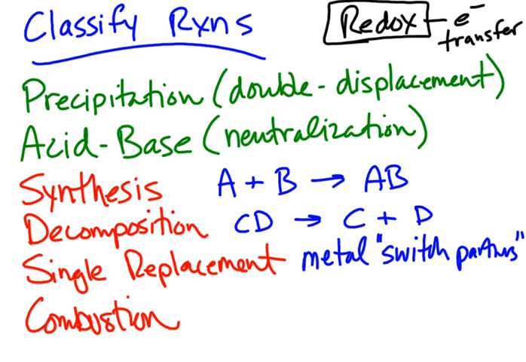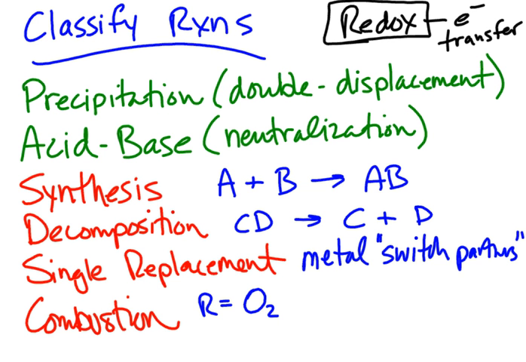Now, the last one is a combustion reaction. Combustion reactions are also pretty easy to identify because there's going to be one reactant that's always there, and there's going to be two products that are always there. The reactant that's always going to be there is oxygen. Diatomic oxygen will always be a reactant here.